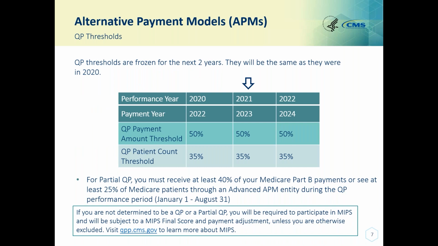And the threshold that I mentioned for you to be able to become a QP is currently set at 50% for the payment amount threshold and 35% for the patient count threshold. That was set to go up, as you may or may not be aware, but it was frozen at this level through the Consolidated Appropriations Act of 2021. And so it will stay at this level through performance year 2023. Next slide.